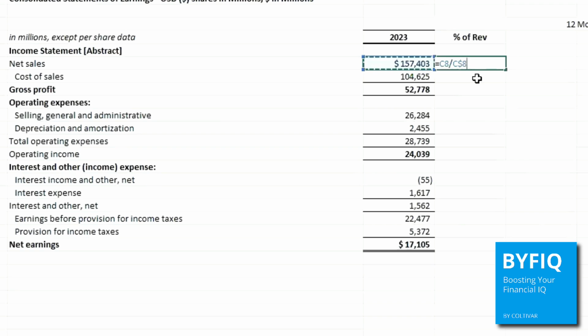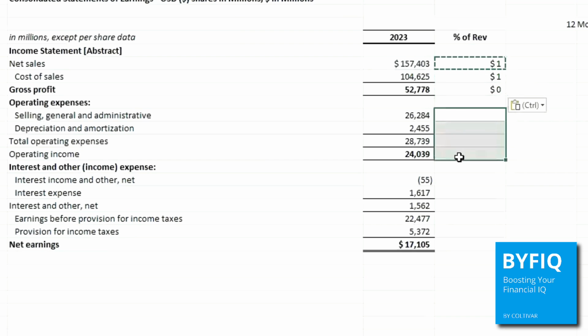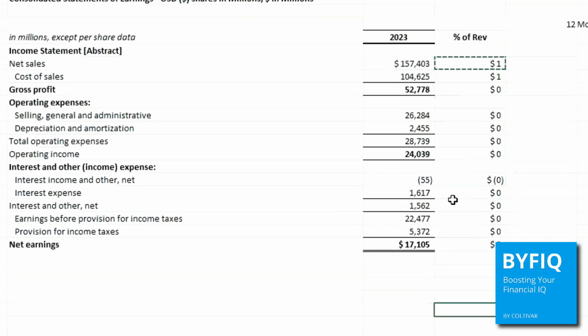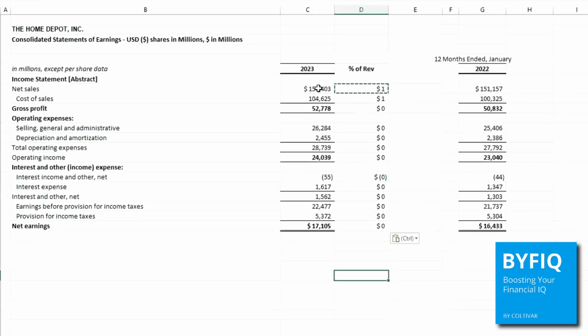And I'm going to hit F4 2 times until I get this C, which doesn't have a dollar sign in front of it, but a dollar sign in front of 8, which means column C is not locked, but row 8 is locked, which will make sense here in a minute when I copy this formula over. I hit Enter, Control C, and Control V. I'm going to just paste this all the way down.